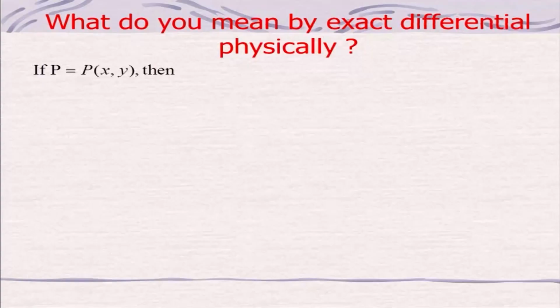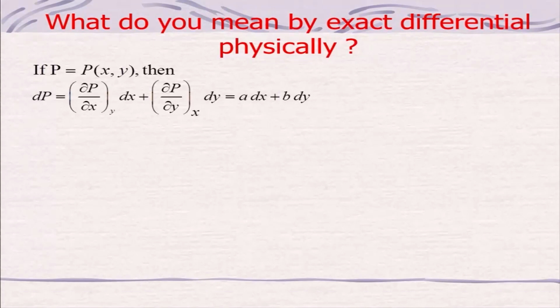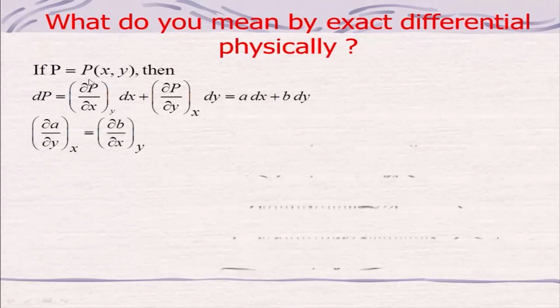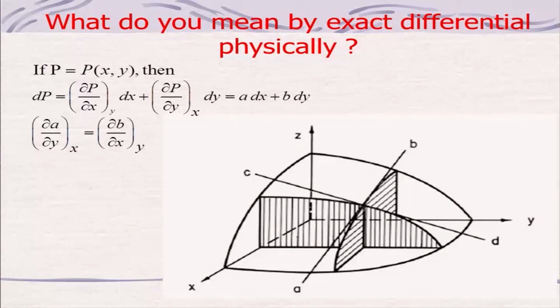So, what we did basically was take a property P as a function of x and y. Then dP is equal to ∂P/∂x at constant y times dx, plus ∂P/∂y at constant x times dy, which is equal to a dx plus b dy. If you look at it, a is nothing but this term, right? And then this condition has to be satisfied: ∂a/∂y at constant x is equal to ∂b/∂x at constant y.